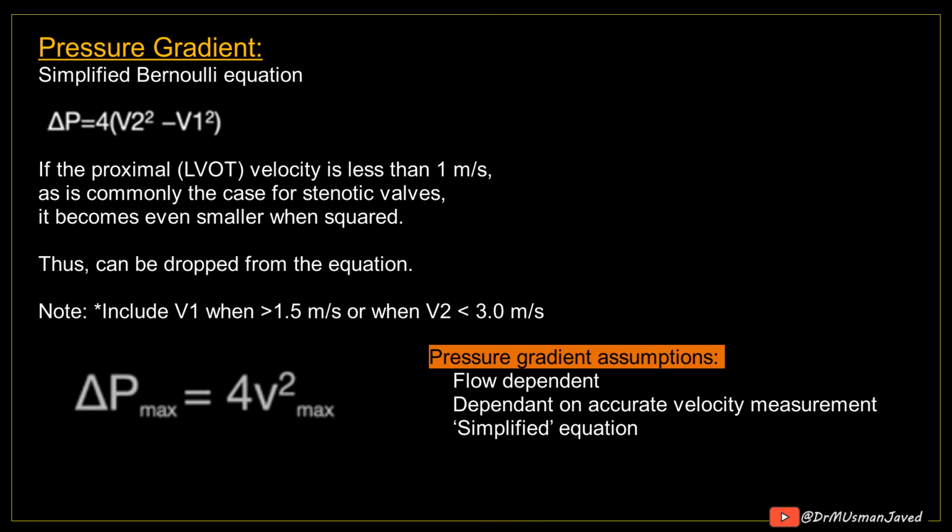So if that is not the case, then you can drop the V1 and simply have delta P equals 4 times V squared, which is what we're going to use today. Again, the assumptions of pressure gradient is that it is flow dependent. It depends on an accurate velocity measurement, as we talked about earlier. And of course, this is a simplified equation.